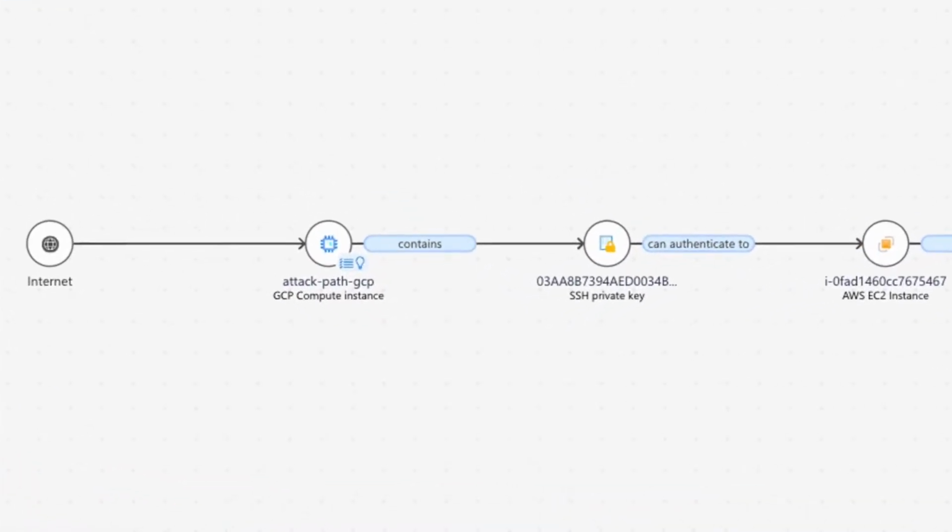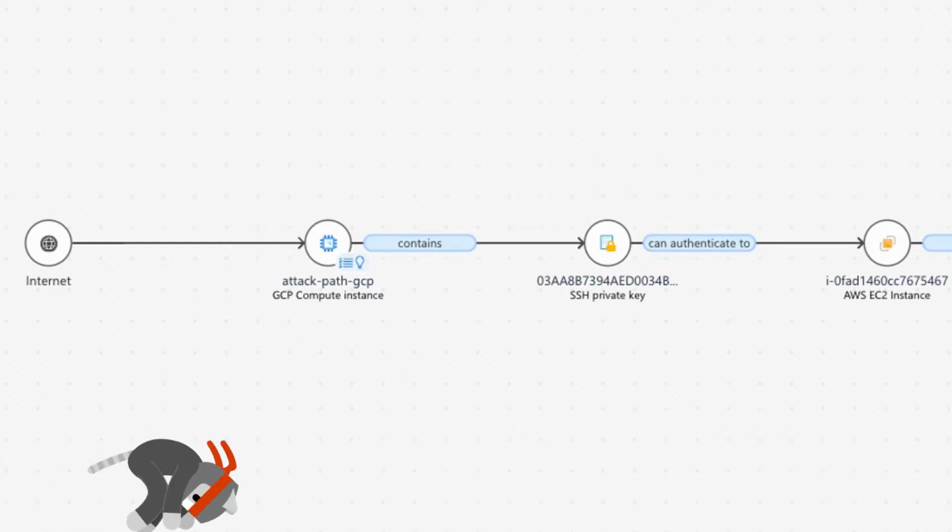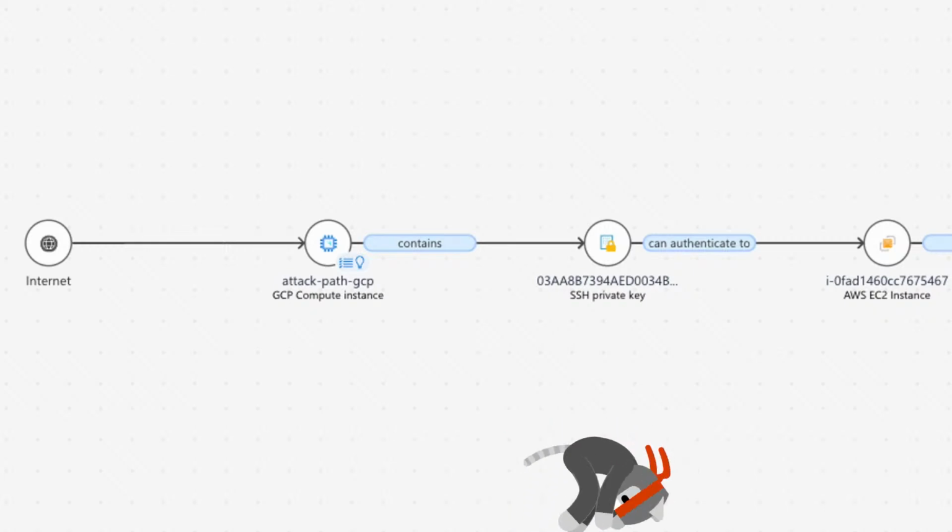Let's zoom in a little bit. What we see here is that there is a GCP compute instance, a virtual machine running on Google's cloud platform that is accessible from the internet. On this machine, we have found an SSH private key. And this SSH private key can be used to authenticate against an AWS EC2 instance, so a virtual machine in another cloud platform. But since we have Defender CSPM enabled, which is the Cloud Security Posture Management Enhanced Plan in Defender for Cloud, we can correlate that information.